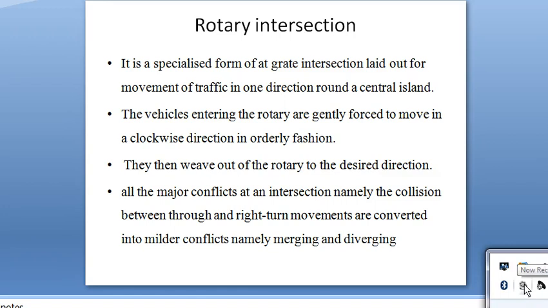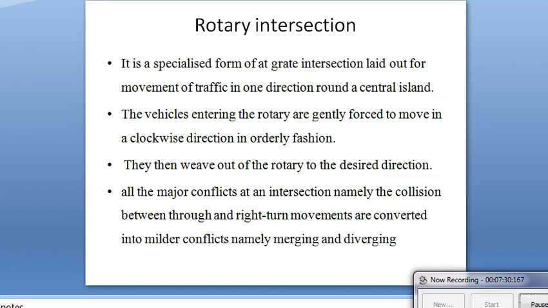Okay. So we have discussed the different types of at grade intersection. They are channelized, unchannelized, and rotary intersection. So I am winding up today's lecture, and in the next class we will be discussing the design, the elements which are to be considered while designing the intersection, that is, at grade intersection, grade separate intersection, and rotary intersection.